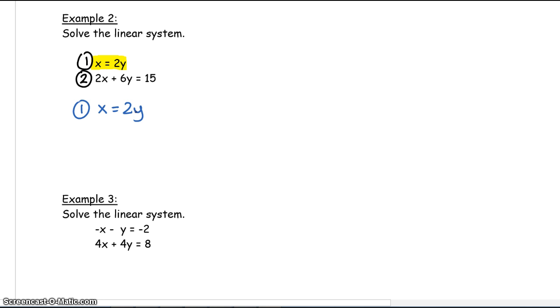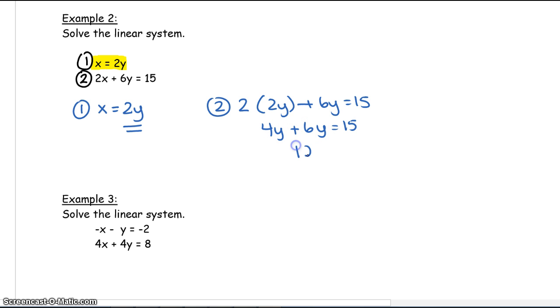So that's perfect. Now we're going to go into the second one, and we're going to substitute that in. 2 times, instead of X, we're going to write 2Y, plus 6Y equals 15. 2 times 2 is 4Y plus 6Y equals 15. We have 10Y equals 15. Divide by 10. And Y equals, I think that simplifies to 3 over 2.